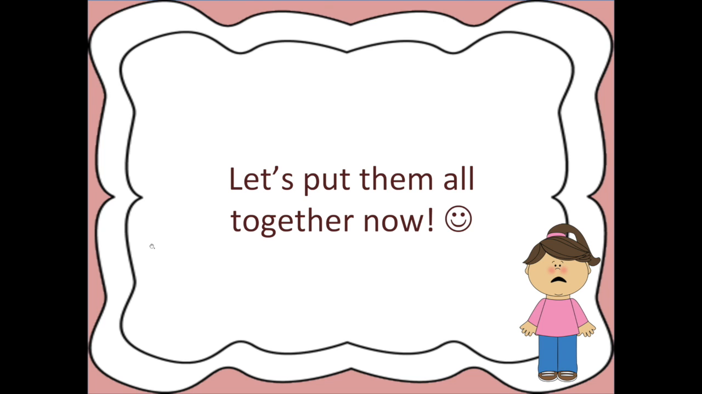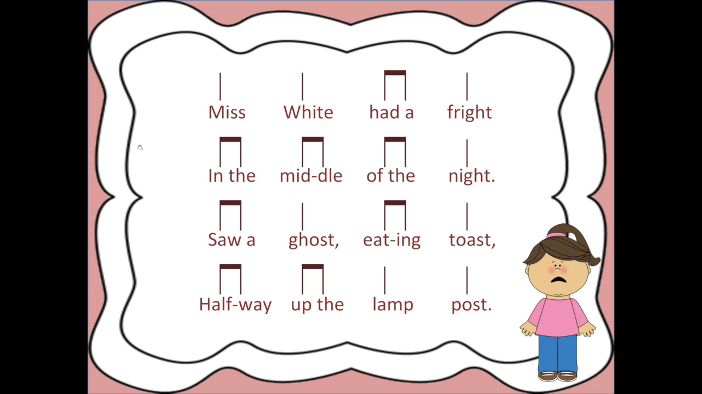Let's put them all together now. We are going to read the rhythm, so make sure you're reading it on TT and ta, not the words. 1, 2, here we go. Ta, ta, TT, ta. TT, TT, TT, ta. TT, ta, TT, ta. TT, TT, ta, ta. I noticed that every line has a different pattern.